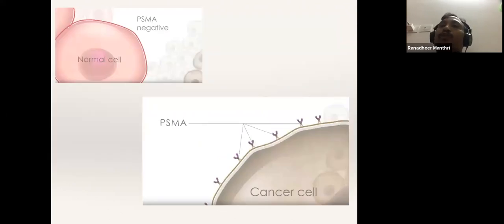So PSMA negative, this is a normal cell. In a cancer cell, PSMA is overexpressed. This is glutamate carboxypeptidase. It is a transmembrane protein. The transmembrane protein means it has an extracellular component, a membranous component, and an intracellular component. Next slide, please.